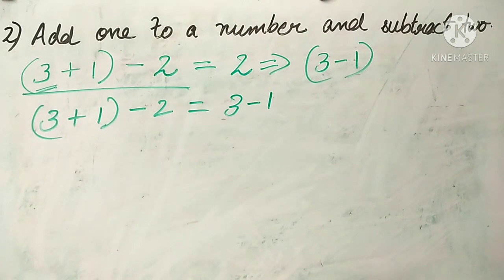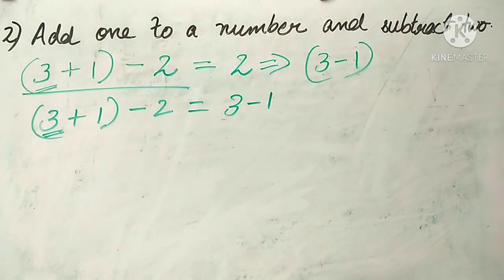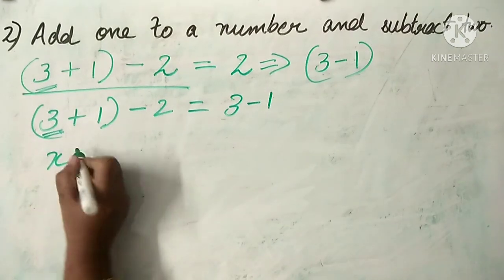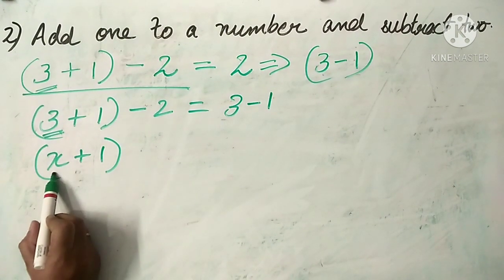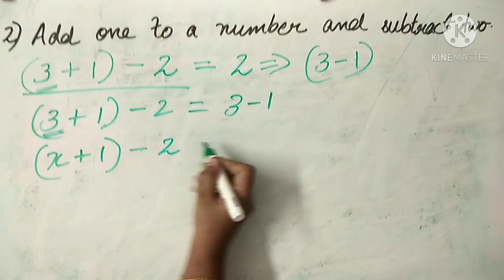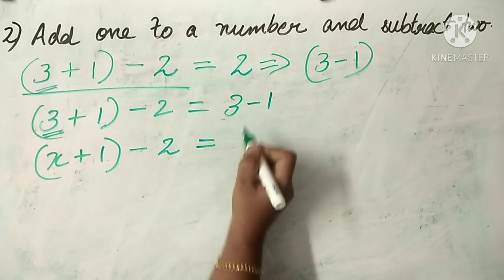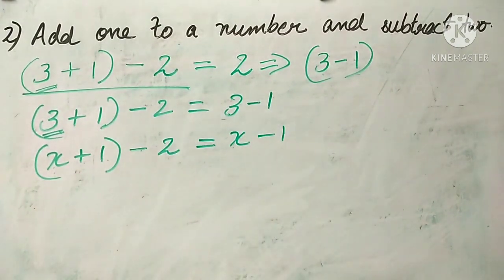Now let us express this in algebraic expression. So the number which we take first, I am going to make it as x. x plus 1. Okay. Instead of 3 I write x. x plus 1 minus 2 is equal to x minus 1. 3 minus 1 is x minus 1. This is the algebraic expression.